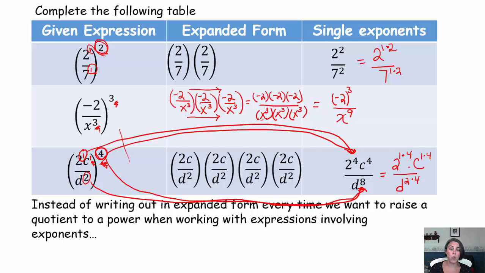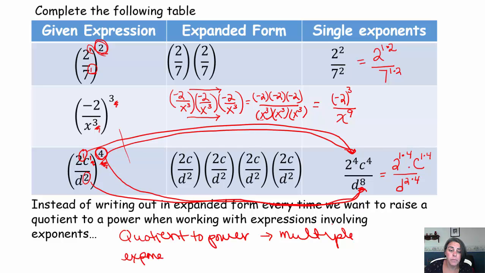If we want to raise a quotient to a power, you're going to multiply the exponent on the outside of the parentheses by each exponent within.